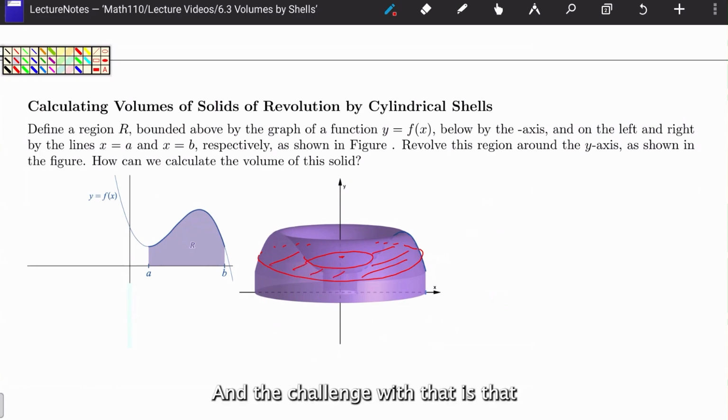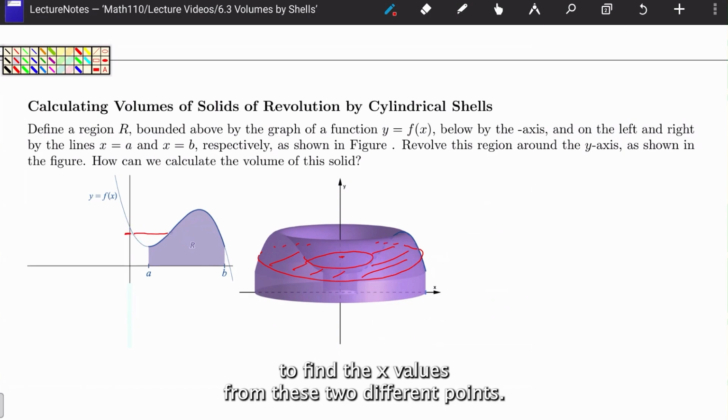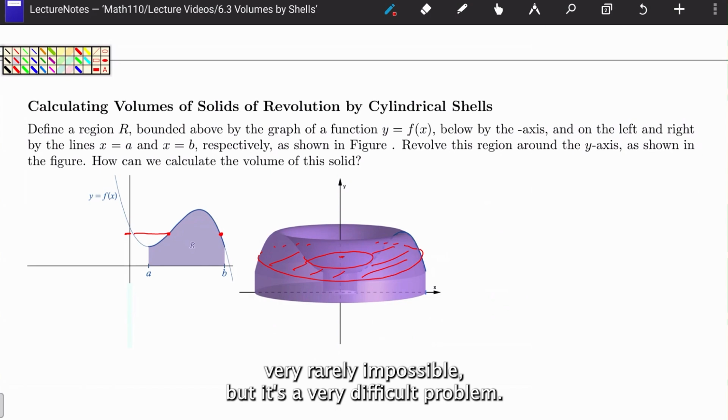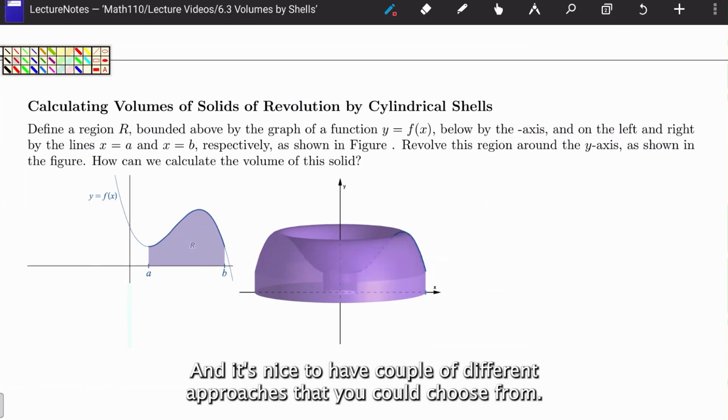The challenge with that is that I would have to find two different radii, which would be two different x values. So at that particular y value, I would have to find the x values from these two different points. That is often a very difficult problem. So this is going to offer us another approach, and it's nice to have a couple of different approaches to choose from.